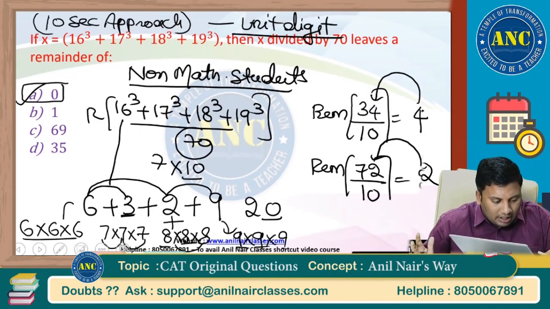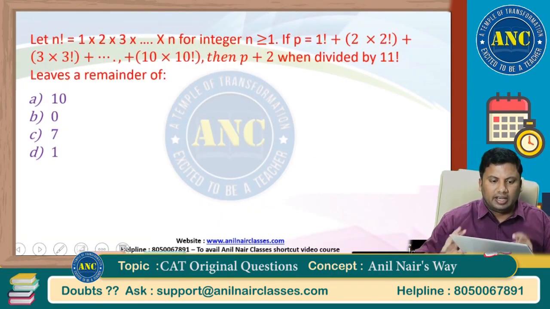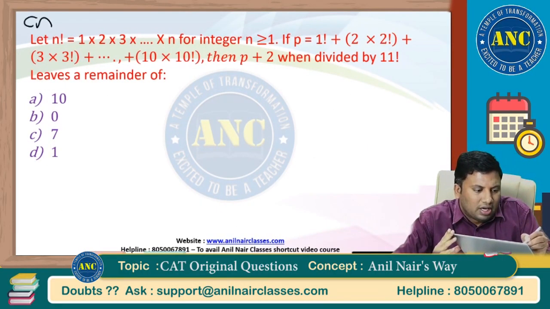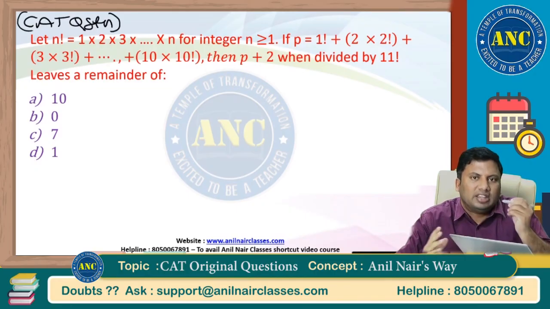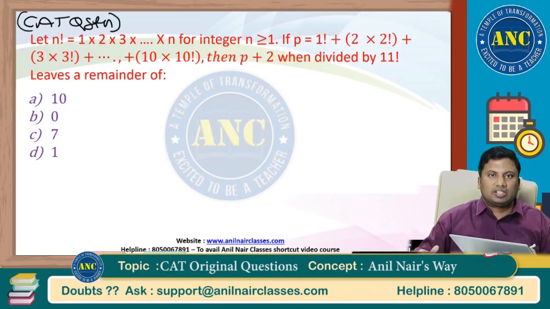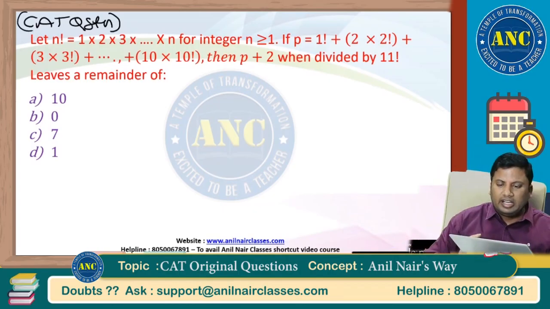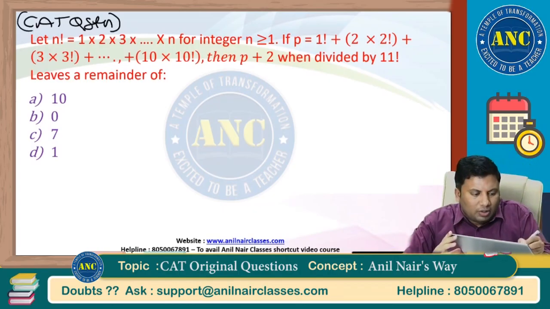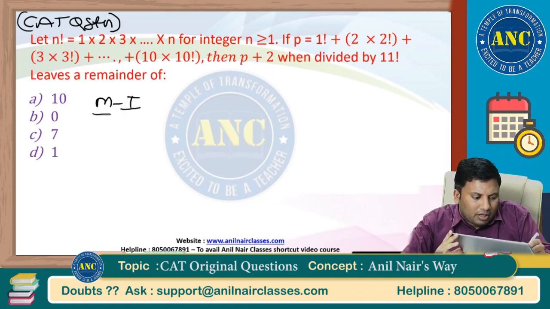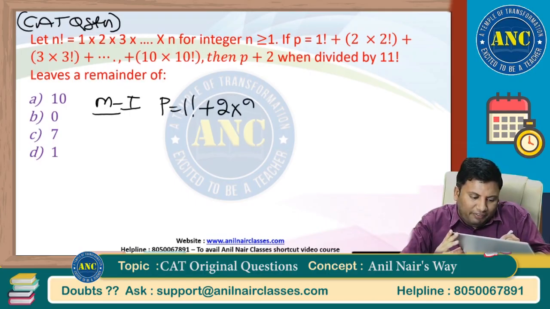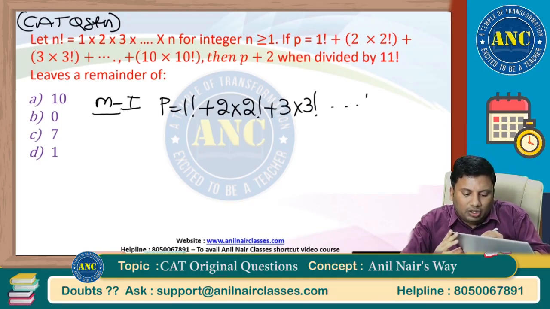Now, another question. Second one. See here. Again, it is a CAT question. Anybody who is preparing for CAT, in case you have the previous year CAT question papers, you can check it out. It is a previous year question. Method 1: 1 factorial, 2 into 2 factorial, 3 into 3 factorial, up to 10 into 10 factorial.